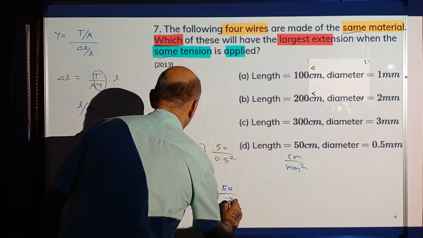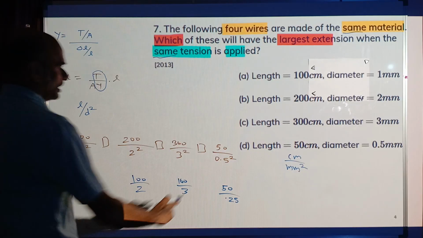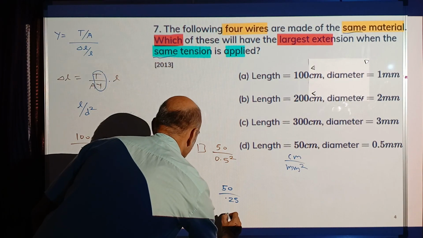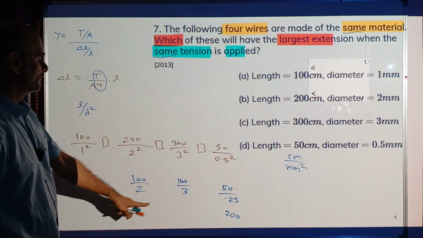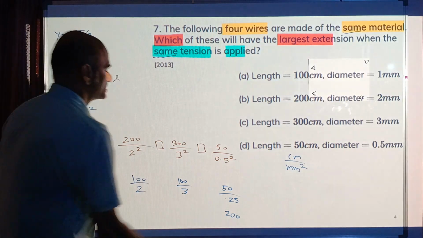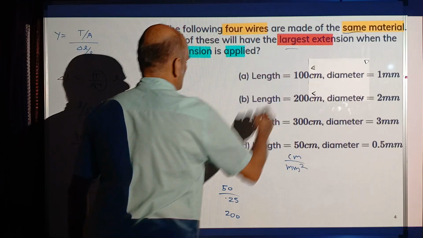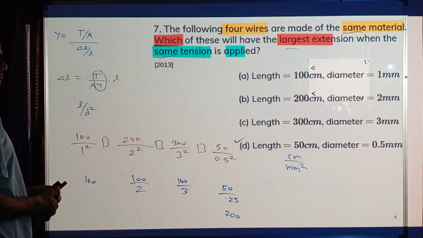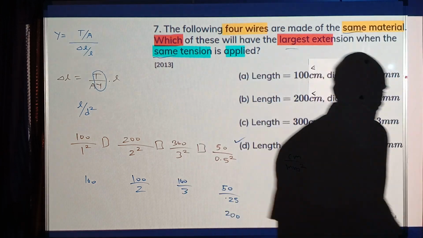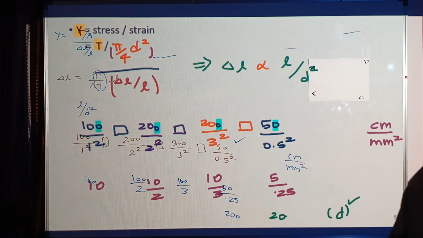0.5 square is 0.25. And this is into 4, so this will become 200. So 100, 50, 100 by 3, 200. So this is the maximum value. So largest extension is the last case. D is the correct answer.